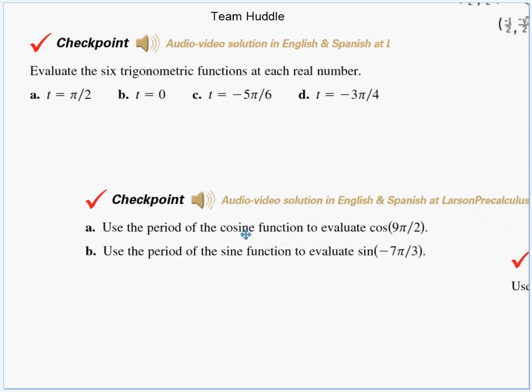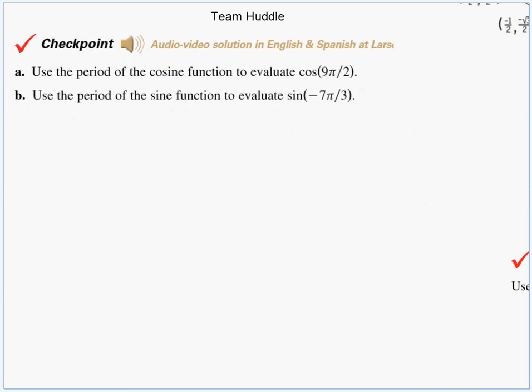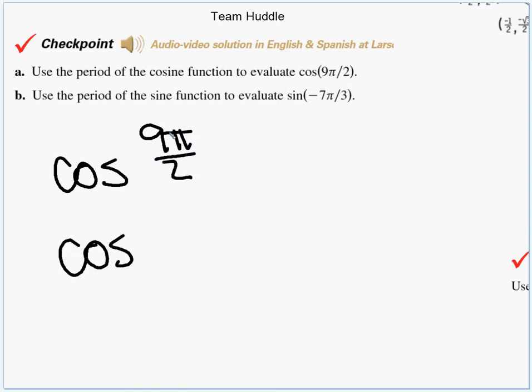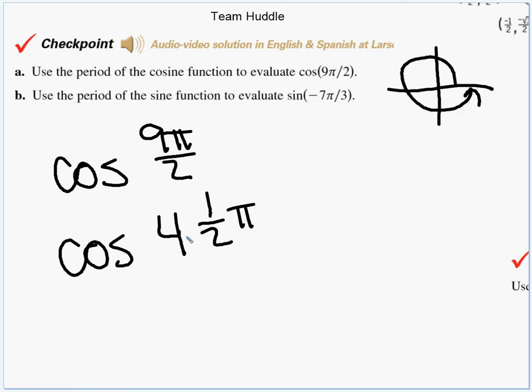Next problem, aha, here we go. Cos of 9 pi over 2. Well, let's turn that into a mixed number. 2 goes into 9 4 times, plus there'll be 1 left over, so that's 4.5 pi. Now remember, each lap around is 2 pi, so if we do 2 pi, we can cross off 2 of those. If we do another 2 pi, that takes us to 4. So the cos of 4.5 pi is exactly the same as the cos of half pi.